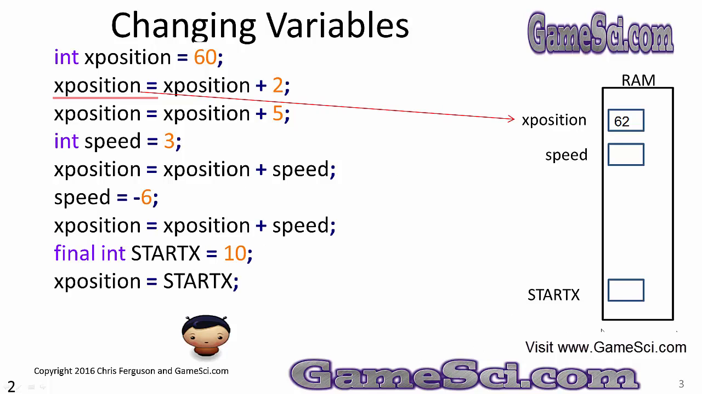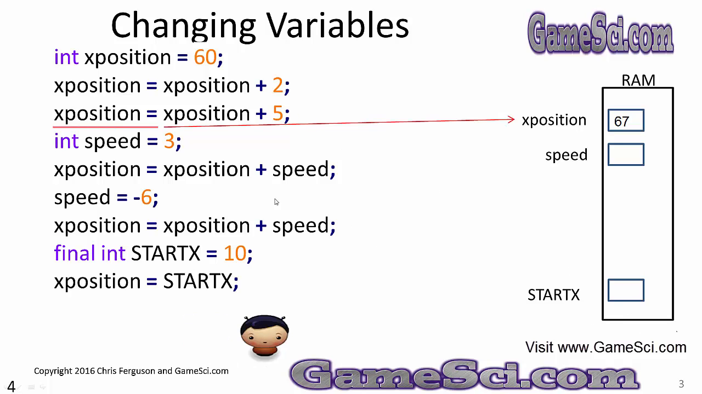Let's try it again. xPosition plus 5. At the time this code executes, xPosition now contains a 62. So that 62 will be retrieved. See the direction of the arrow? The 62 will be retrieved from the xPosition variable. 62 will then be added to 5 to calculate a 67. And that 67 will be assigned back into the xPosition variable.